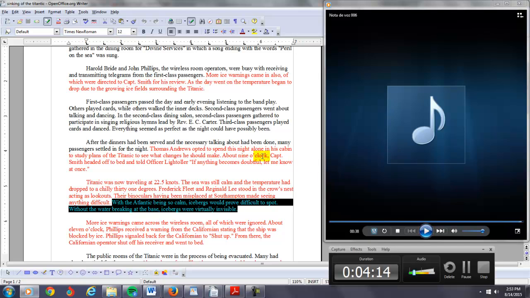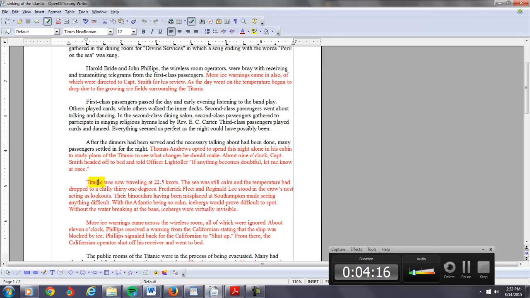Now why was that? Think about this. The Titanic was traveling at 22.5 knots. Right? What that means is if they see an iceberg and the ship's going really, really fast, in your opinion, does it make it easier or more difficult to avoid the iceberg if the ship's going really fast? It makes it more difficult, right? So from what you just said, you might want to say because the Titanic was traveling so quickly at 22.5 knots, it made it very difficult for the Titanic to avoid the iceberg.